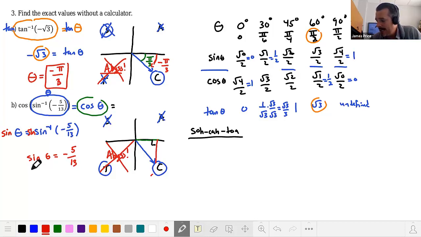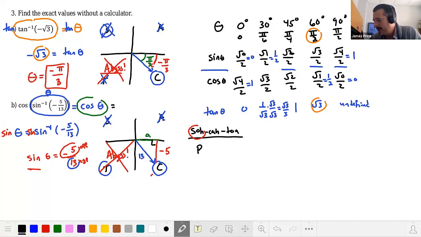Because I am using the sine here, I'm going to use the SO. And so I have the opposite over the hypotenuse. And so the opposite is -5. And it's clear it is negative because it's going down. And then the hypotenuse is +13. So there's 13. And of course, I'm missing this side right here, but that's not that big of a deal because I can just use the Pythagorean theorem to find it.